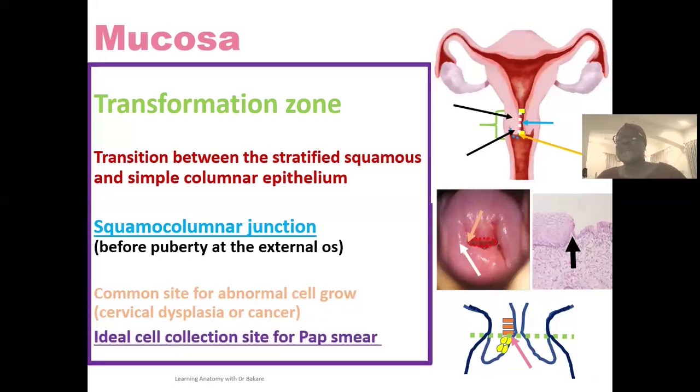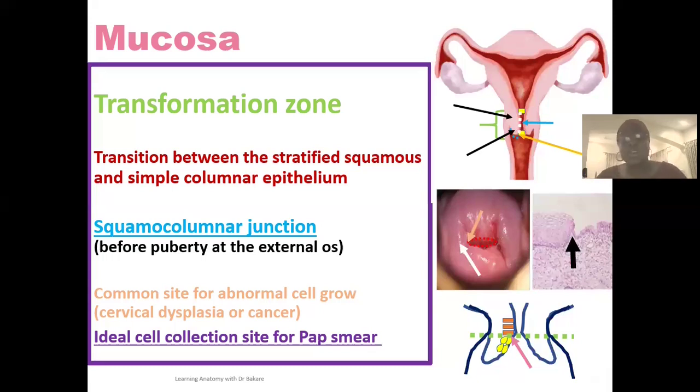This is also an ideal site of cell collection during pap smear, because at this point is where the cells that have the capacity to be transformed into abnormal cells are seen. So you see that the mucosal lining of the different subregions are different. The endocervix is lined by simple columnar epithelium. The exocervix is lined by stratified squamous epithelium. And the transformation zone is seen as an intercept between these 2 subregions. So at the transformation zone, you see cells transforming or changing from one form to the other.